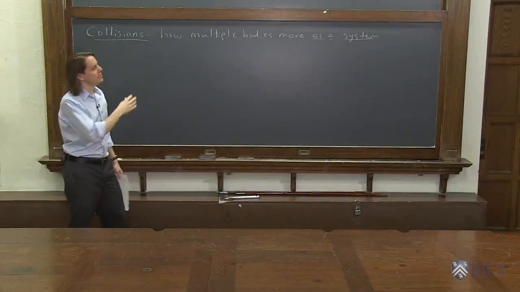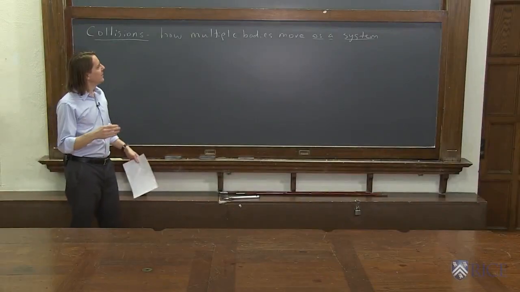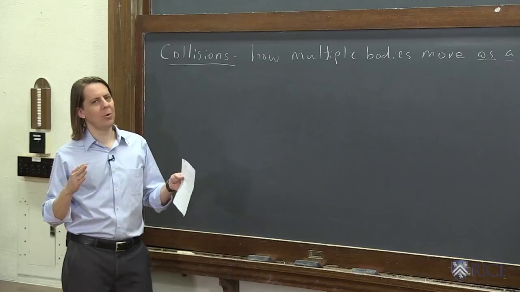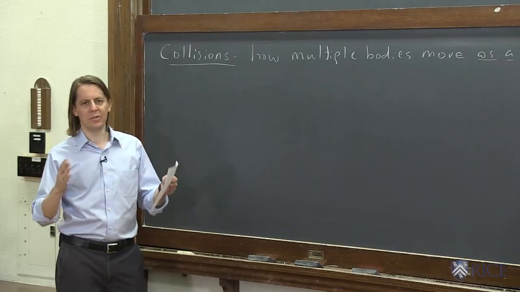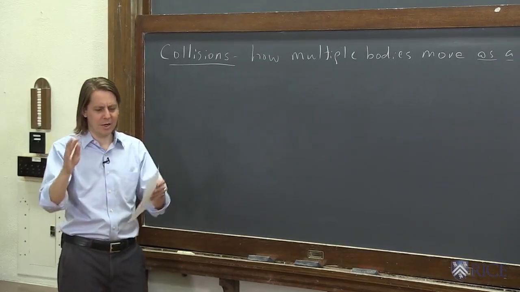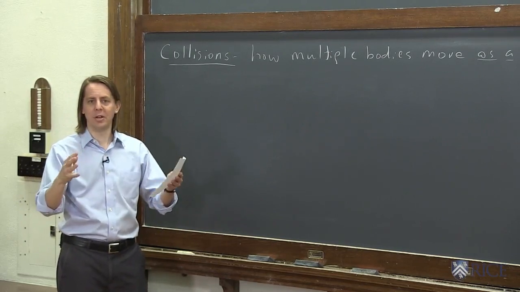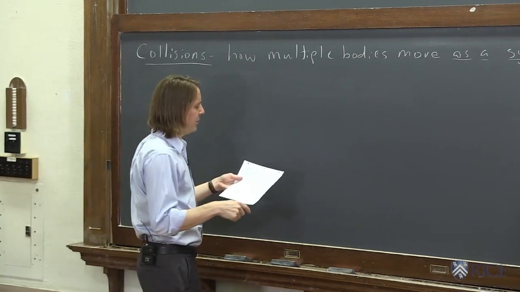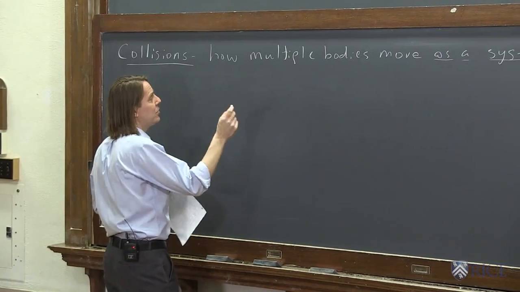Now let's think about collisions in a bigger way. Let's think about collisions as describing how multiple bodies move as a system. How you can take a bunch of interacting objects and think of them as one big object with internal interactions going on. We've actually sort of been doing this.